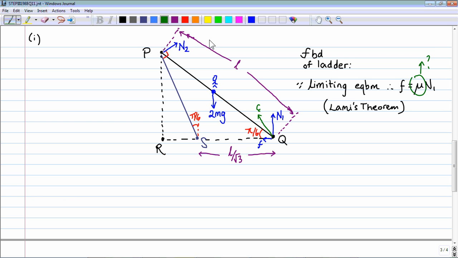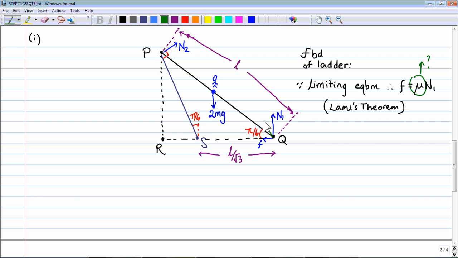So the lines of action of these 2 forces cross somewhere up here near the top of the diagram, and the line of action of C will also have to pass through that point. And from doing that you would see the ratio between F and N1, which is mu. Okay, I said that very quickly because I don't intend to do the question that way. That is a perfectly good way to do it, but I won't do it that way.